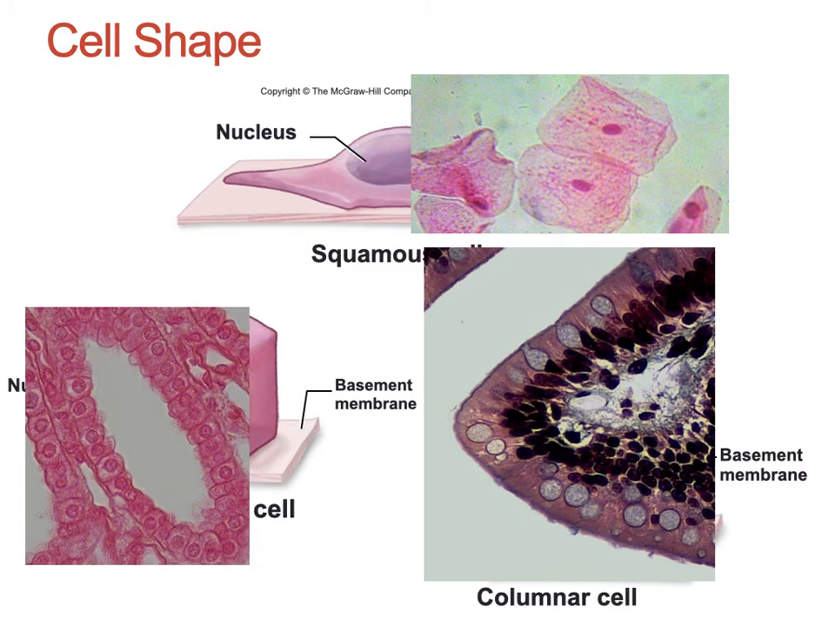The light purple blobs are not the nuclei. They are full of mucin, which will be secreted and form the mucus that lines the gut. The dark purple areas below that are the nuclei.